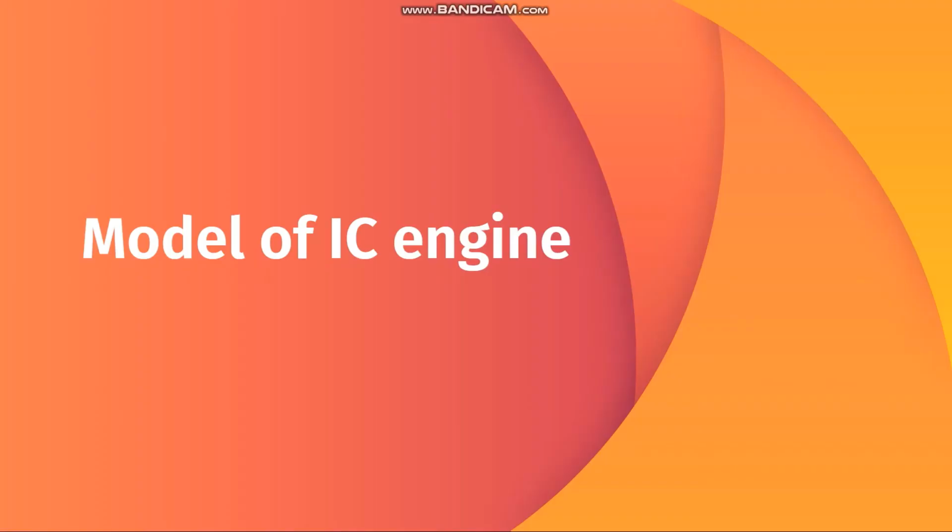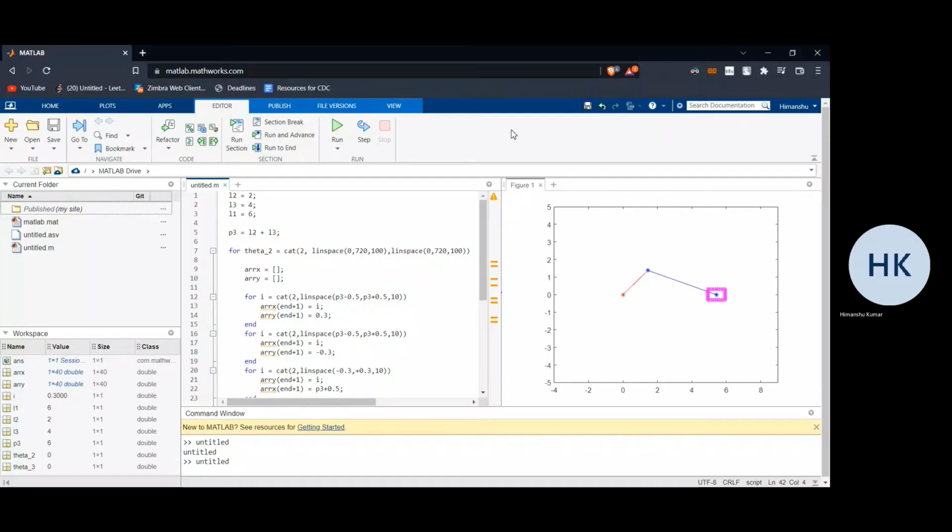Now, let us proceed to the model of an IC engine prepared by our group. This is the model created by our group using MATLAB. On the right side of the screen, we can see how the 3R1P chain moves inside the IC engine. As one can see, the piston, that is the slider, moves up and down and the crank rotates along with it.